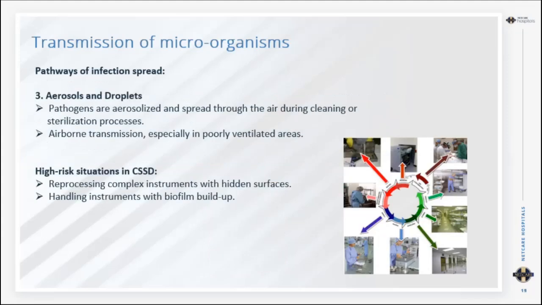We look at aerosols and droplets as another pathway of infection spread. Pathogens are aerosolized and they spread through the air during cleaning or sterilization processes. Airborne transmission can also occur, especially in poorly ventilated areas. For aerosol generation, we use a lot of high pressure water cleaning or ultrasonic washing, and there is inhalation of these aerosols from improperly maintained cleaning or sterilization equipment, and also environmental contamination from splashes during your manual cleaning. So those are some of the pathways that we would look for with aerosols and droplets.